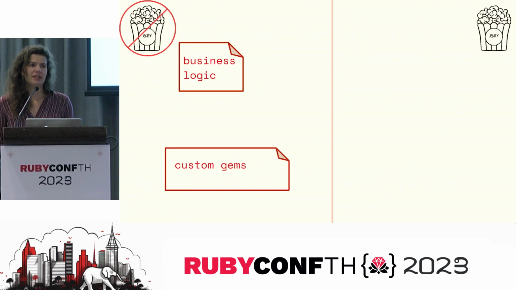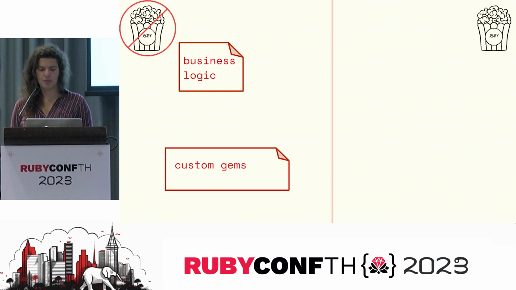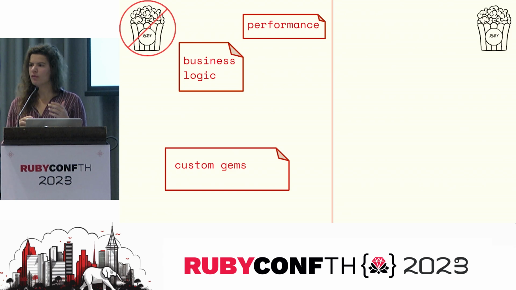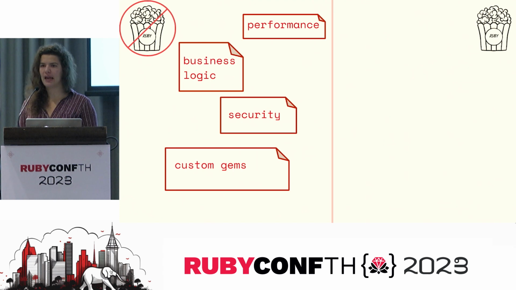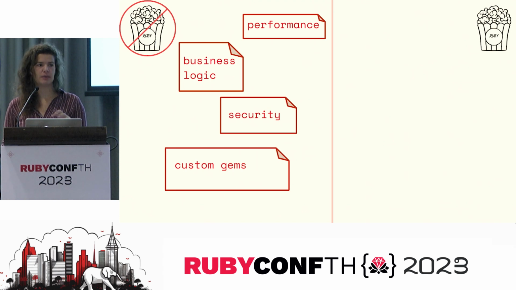Or maybe some custom gems that we've written at our company that are super relevant to the work our company is doing, and relevant to our business logic in some way. And maybe the performance of these things is really important. We pay a lot of attention to our business logic and our custom gems performing well. And even the security there. We can't allow any security leaks in these because these are the crux of our code.